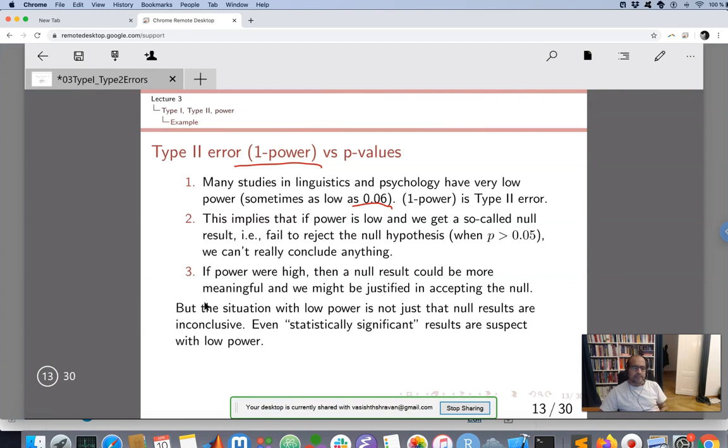Now, the interesting thing is that when statistical power is low, it's not just that the null results are inconclusive. Even the significant results are unreliable and should not be taken seriously. So basically, the upshot of my discussion is going to be that when you have low power in your study, you are screwed no matter what. Either you'll get a null result, or if you get a significant result, you're going to get something called type M error, which I'm going to talk about next.